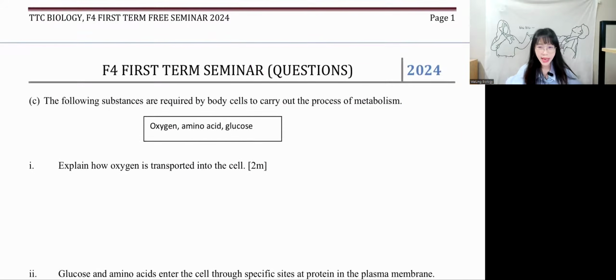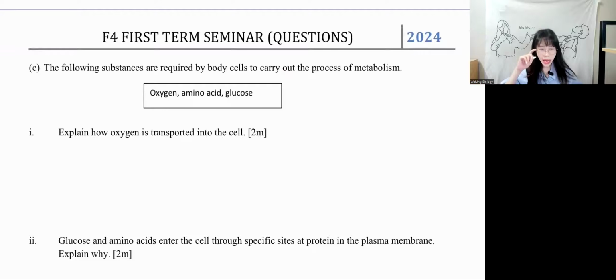The following substances are required by body cells to carry out the process of metabolism. Explain how oxygen is transported into the cell. So how do you get oxygen? Oxygen gas is by what process? Based on what we learned just now, they are under simple diffusion. Very good. If it's simple diffusion, they will move down or move against the concentration gradient? They will move down. Very good.